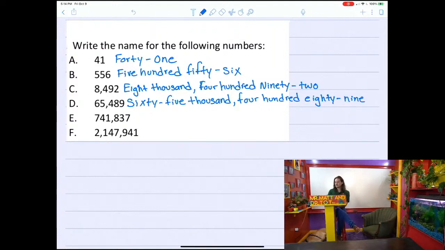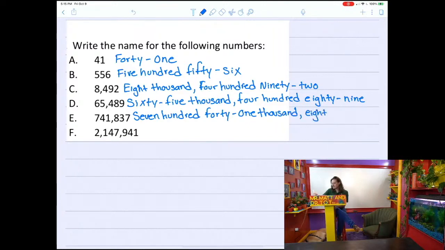E is 741,837. So start with the 741. So 40-1,000, comma, 837. 30-7.